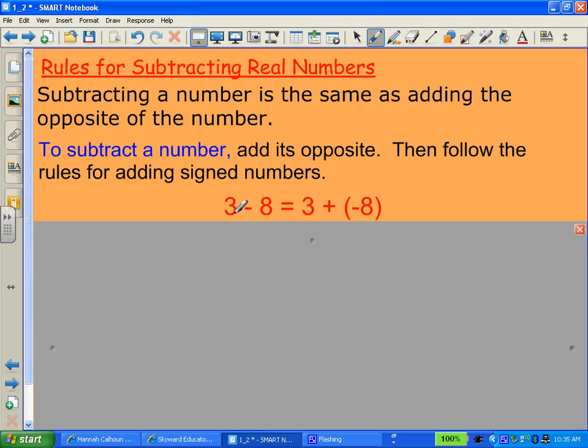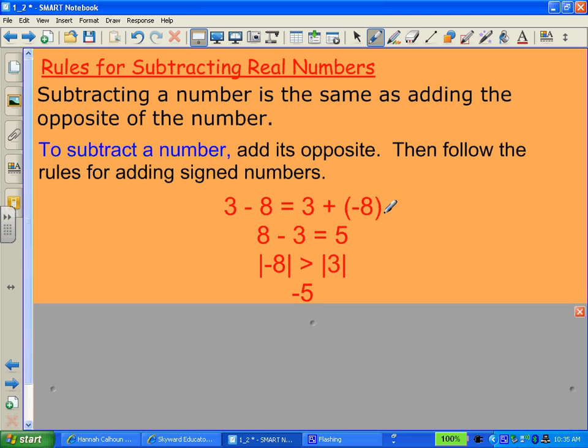So see here we have 3 minus 8 as our original problem. We're going to rewrite that as 3 plus, and then the opposite of 8, which is negative 8. So 3 plus negative 8. Now here I have different signs, so we'll follow our difference rule. I'm going to do 8 minus 3, which is 5. 8 is bigger than 3, that's what this is telling you down here, so I have to keep the negative sign in my answer, so then I have negative 5 as my answer.